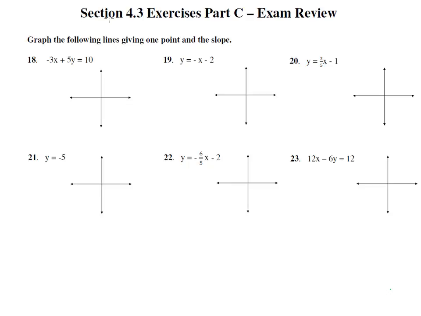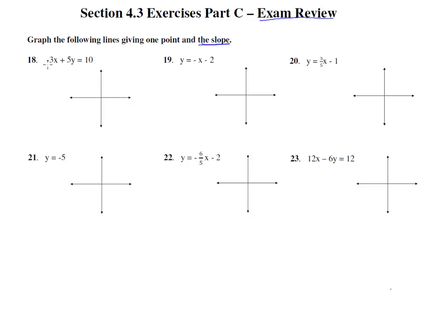Here we are in section 4.3, exercises part C with the exam review. Graph the following lines giving 1 point and 1 slope. We're going to do 18 through 23. Now there were two shortcuts to be able to pull out the slope, one of them for y equals mx plus b and the other for things in standard form. We are going to turn everything into y equals mx plus b for consistency.